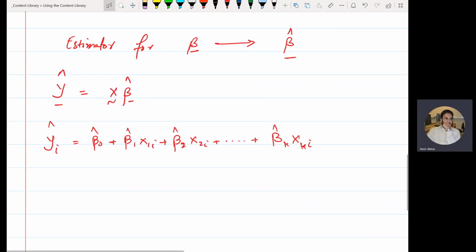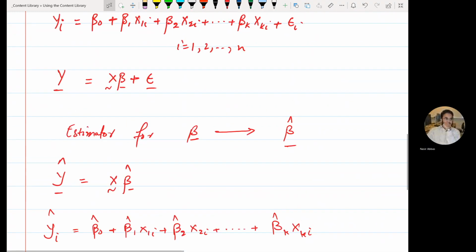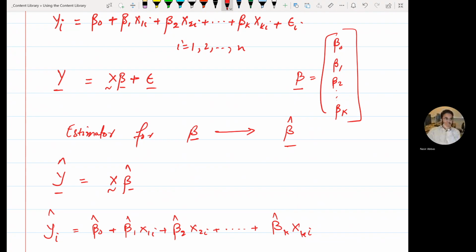X is the matrix containing all the sample information on X. Beta or beta hat? No, the beta. It contains all the betas. Here it is. It contains all the unknown parameters.